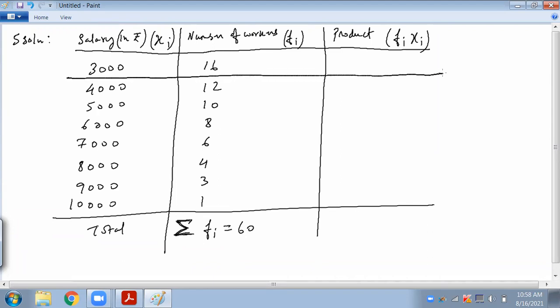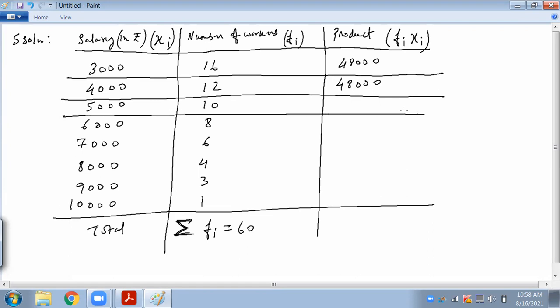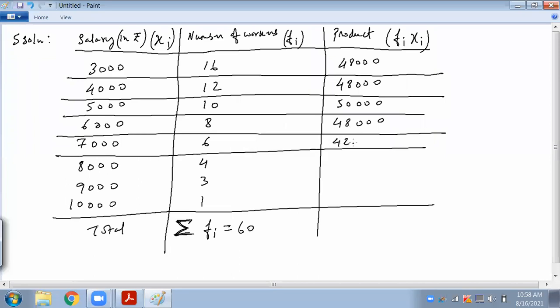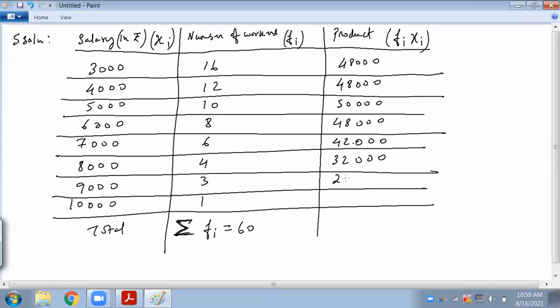Then find the product for each row. That means we multiply Xi and Fi. 16 times 3 is 48. 12 times 4 is 48. 5,000 into 10 will be 50,000. 8 times 6 is 48. 7 times 6 is 42. 8 times 4 is 32. 9 times 3 is 27. Then 10,000 into 1 will be 10,000.